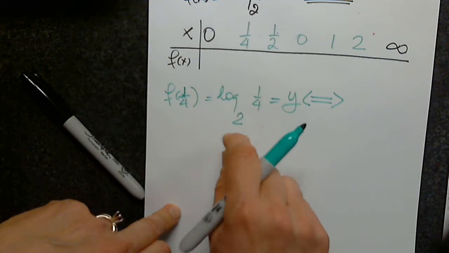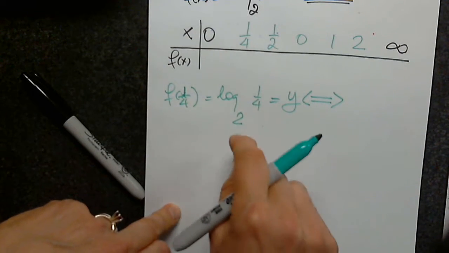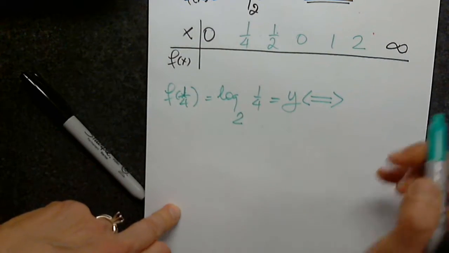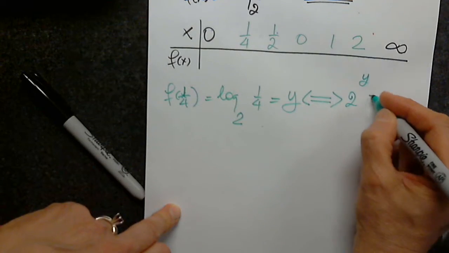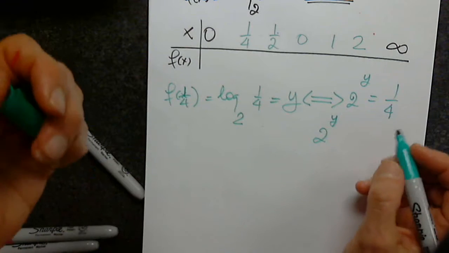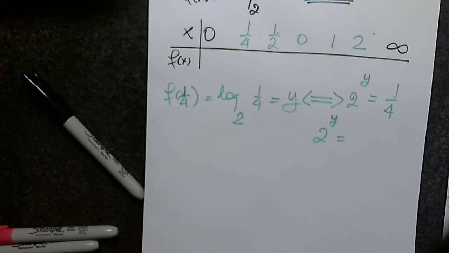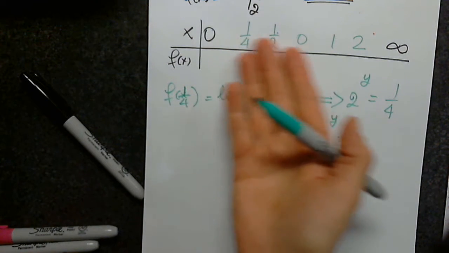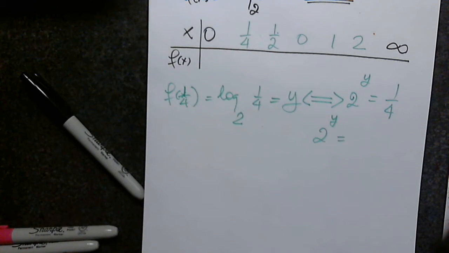I always start with the base. To the y equals, very good. The left-hand side is as simple as it gets. Now the right-hand side, I need it with the same base, if possible. I chose these numbers so I can have the same base.